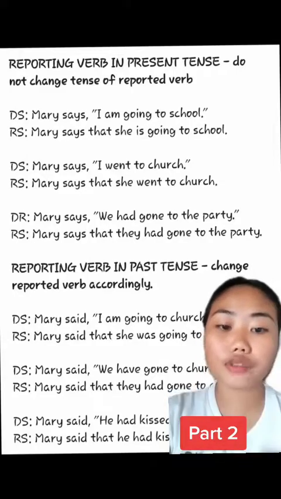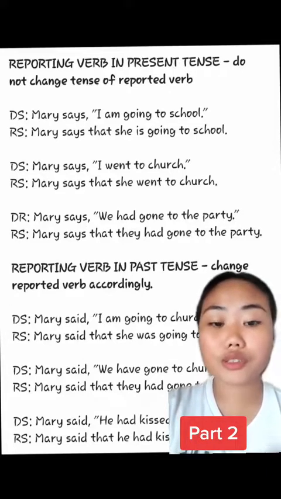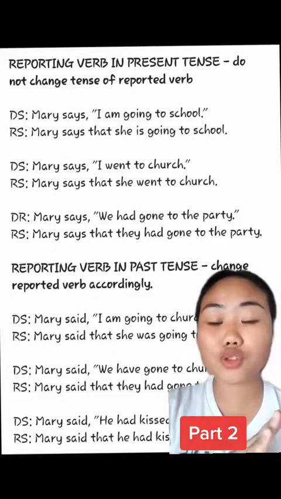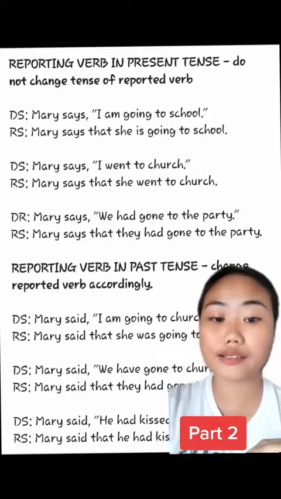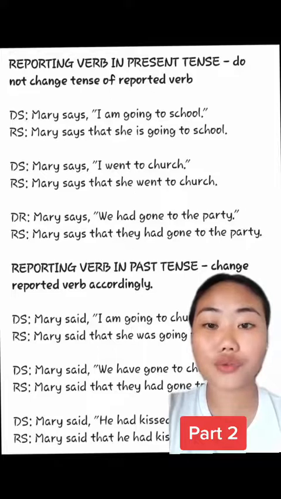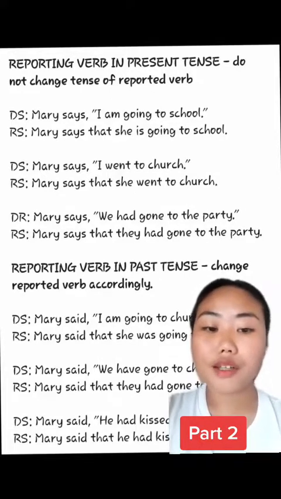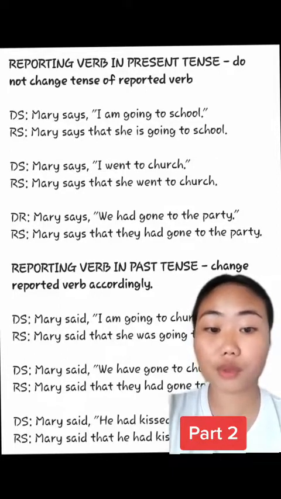Part 2 of our direct speech and reported speech discussion. So I'll be giving you the rules that we need to consider in changing or transforming our direct speech to a reported speech in terms of the pronoun use and the verb tense. We will be using examples in changing, transforming direct speech to a reported speech. Okay, so the first rule that we have here is if your reporting verb is in the present tense, you do not change the verb tense of your reported verb.